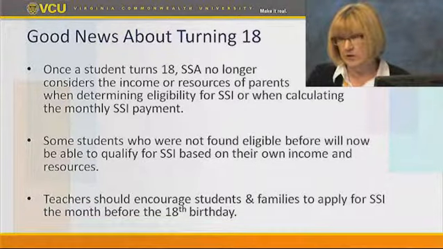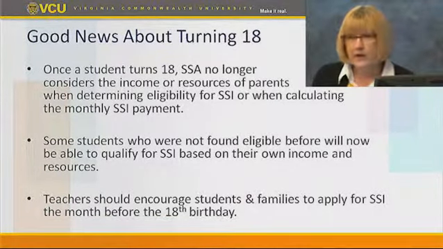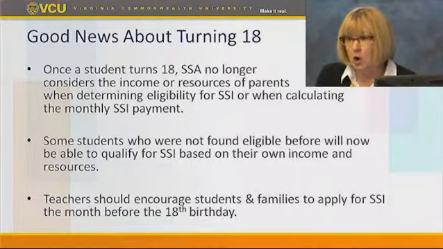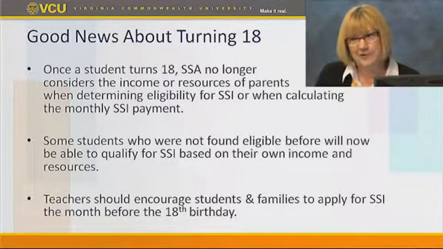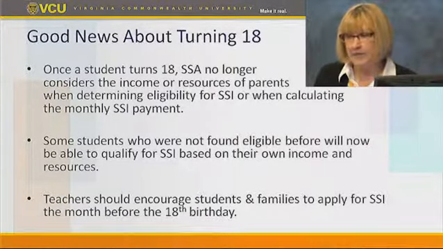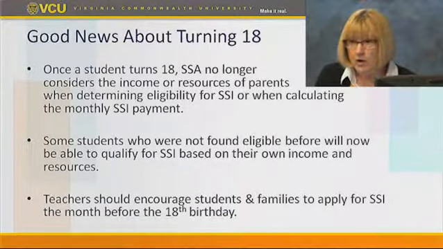All right, the good news about turning 18, because there is some: once you turn 18, the great news is that Social Security no longer cares how much your parents earn or how much they have in the bank. There are other ways that Social Security kind of dings you when you're 18, but that's not one of them. So as soon as you turn 18, if all of that may have caused you to be ineligible before, go and apply on your 18th birthday.